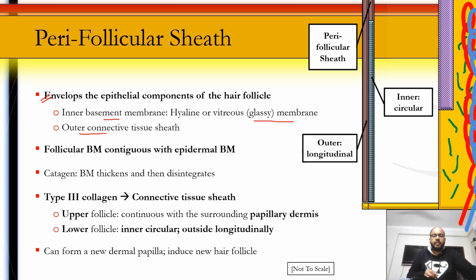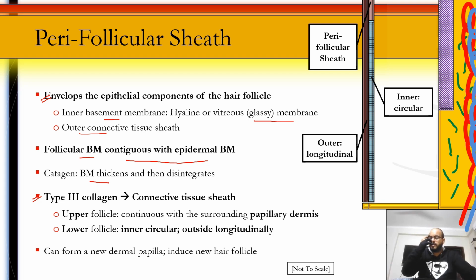Clear? Now, the follicular basement membrane is contiguous with the epidermal basement membrane. In all the diagrams of the pilosebaceous unit, you will see that the basement membrane of the hair follicle goes upwards and is continuous with the skin basement membrane. Clear? During catagen, the basement membrane thickens and then disintegrates, and this disintegration pulls the dermal papilla along with it so that the next anagen phase can start.